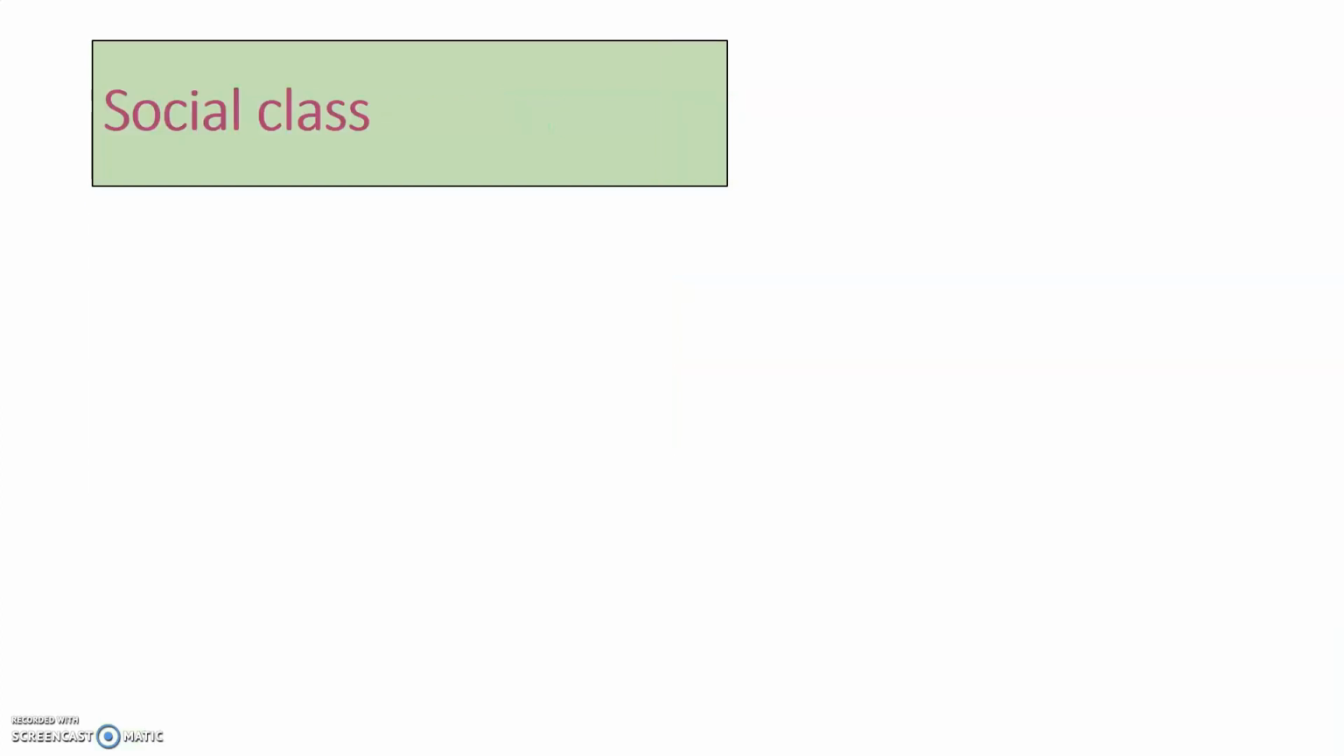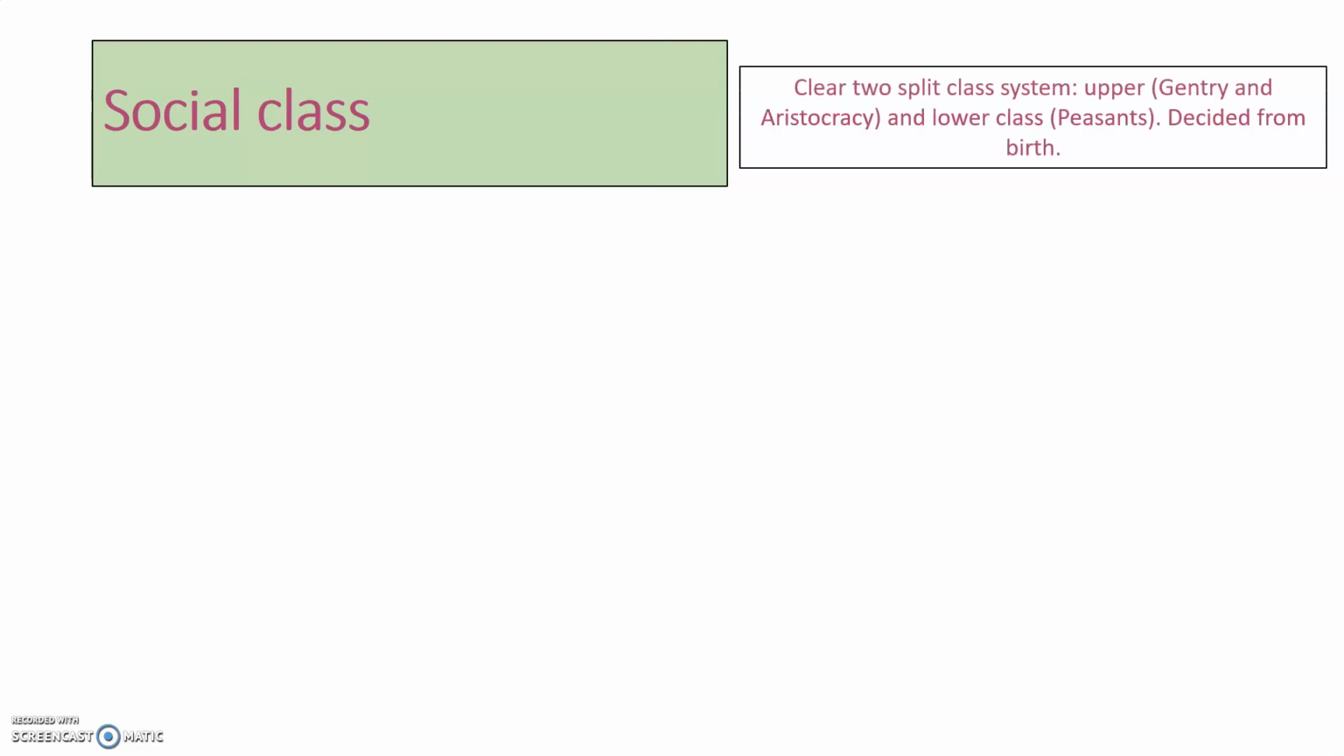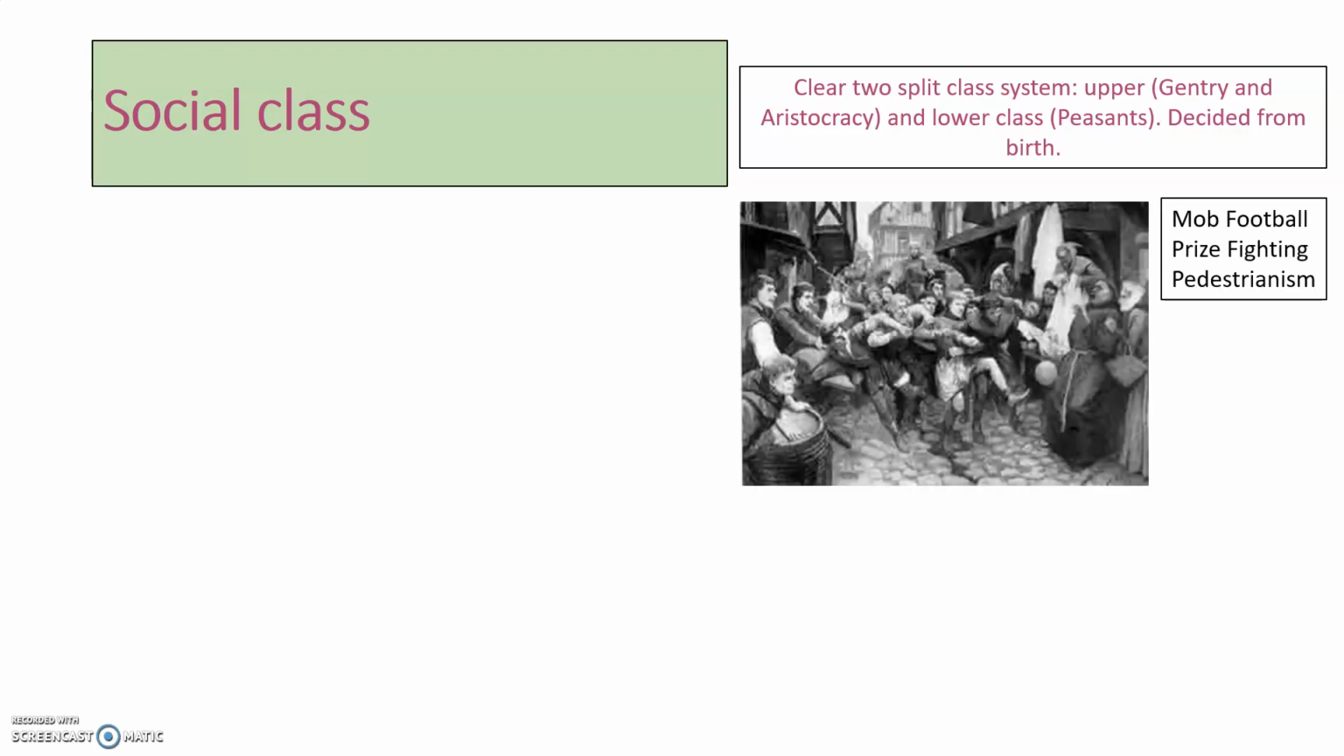Okay, so let's look at the first social factor, social class. Here we need to know that we've got, as I said before, the two class systems: the gentry, the upper class, and the lower class, which we refer to as the peasants. It's worth noting that the types of sports and activities played by the lower class would have been things like mob football, prize fighting, and pedestrianism, which is kind of speed walking, and often those sports would have been played by many.